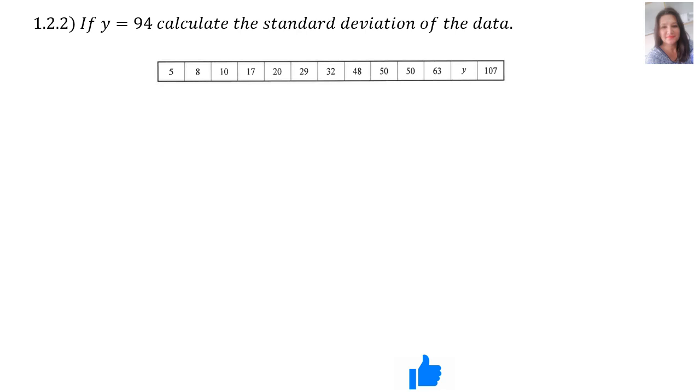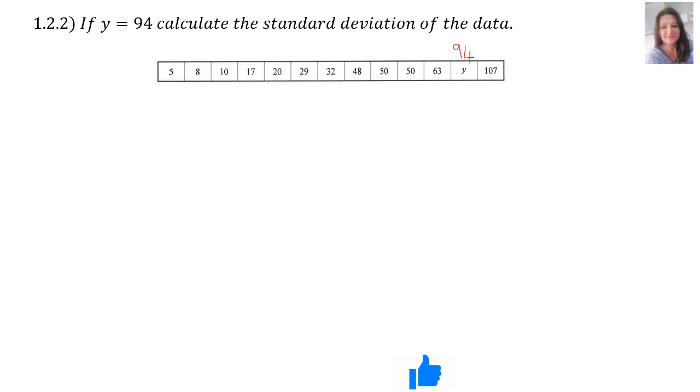1.2.2. If y is equal to 94, calculate the standard deviation of the data. Now, remember we worked out y's value in the previous sum, and luckily our answer was 94. So my advice to you is, if you didn't get 94, rather use the answer.